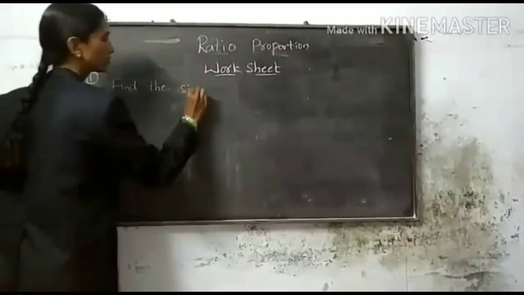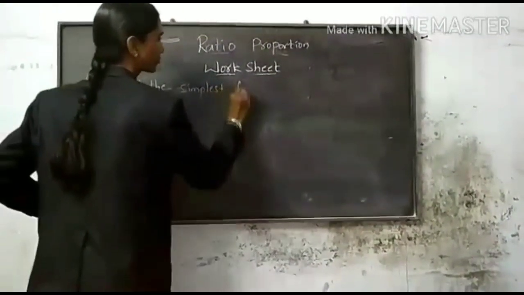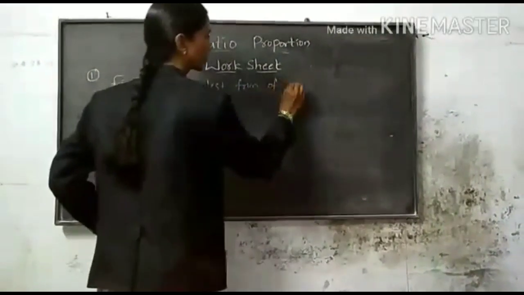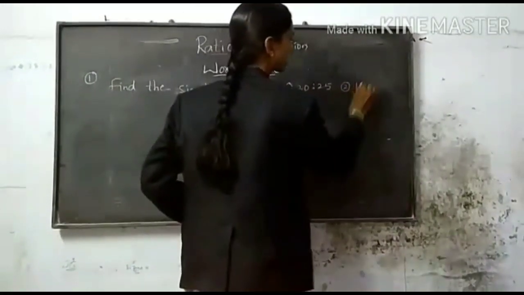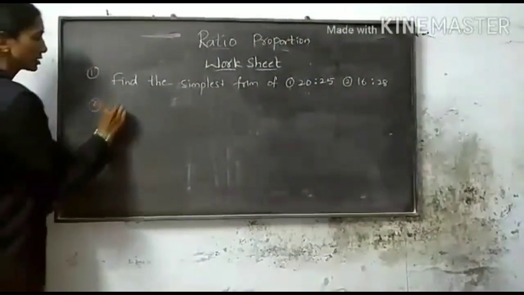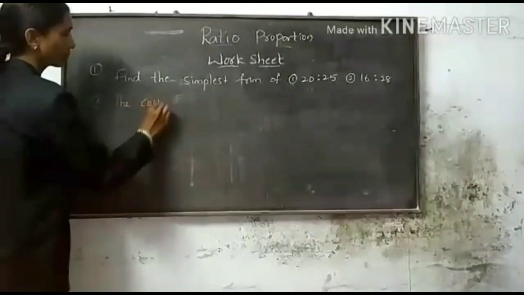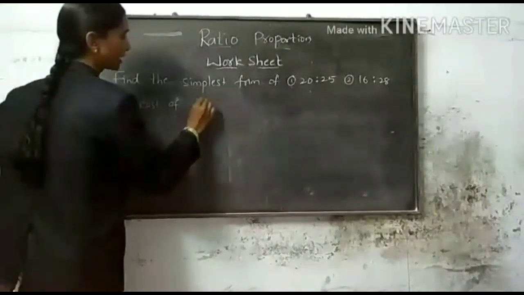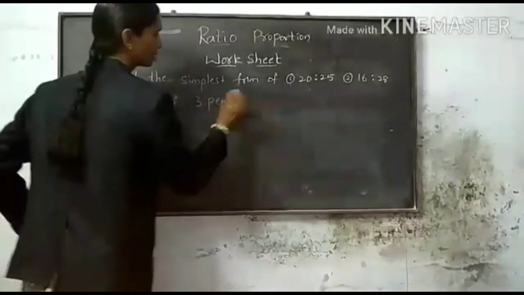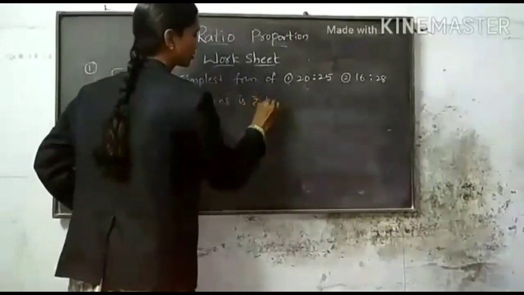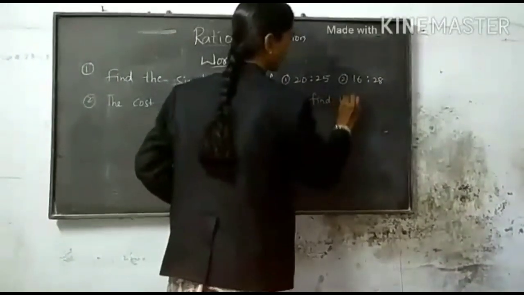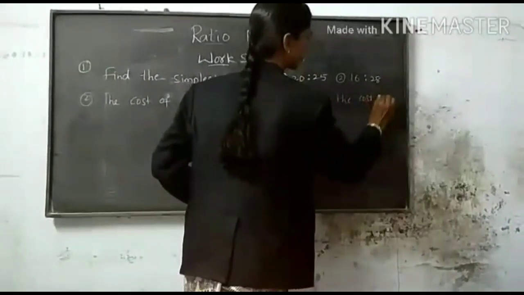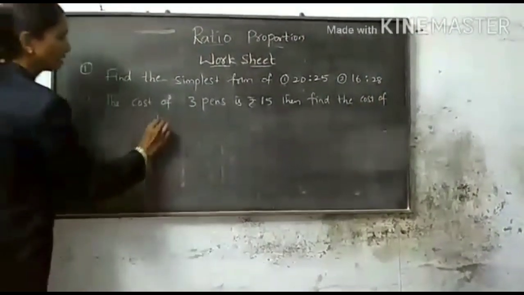First, find the simplest form of 20:25. Second, 16:28. Next, the cost of 3 pens is rupees 15. Then find the cost of 10 pens.